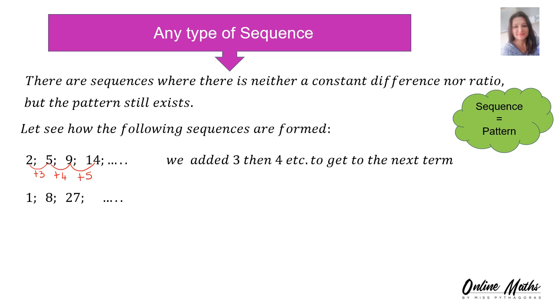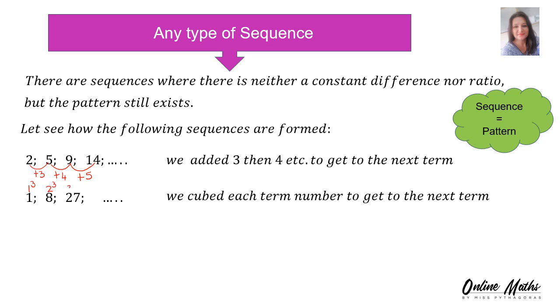In the sequence 1, 8, 27, we cubed each number to get to the next term. So what that means is we cubed each term number. That is, this is the first term. 1 cubed is 1. This is the second term. 2 cubed is 8. This is the third term. 3 cubed is 27.